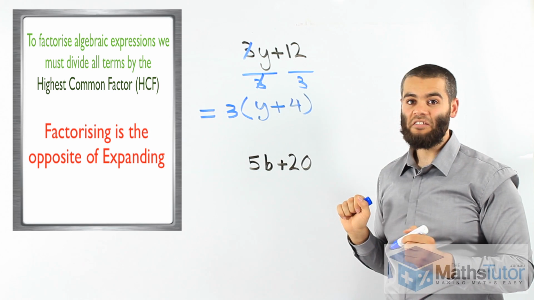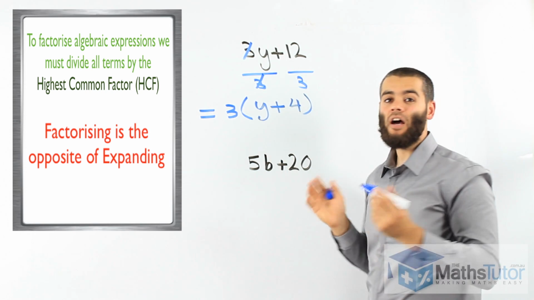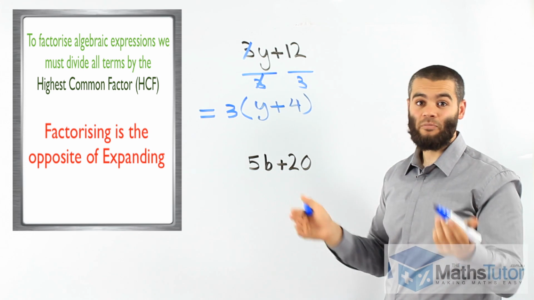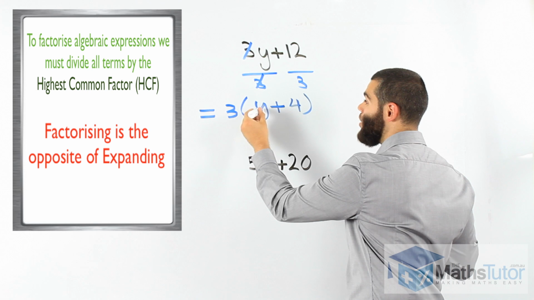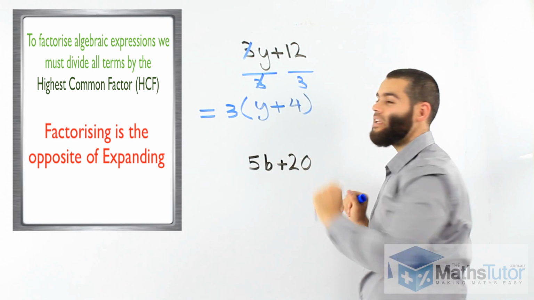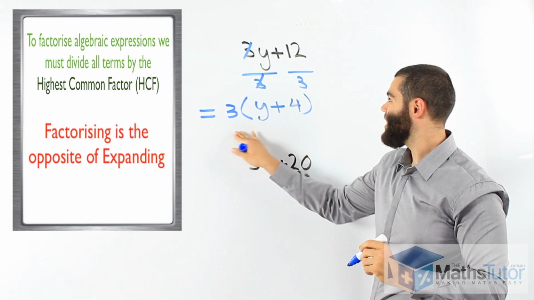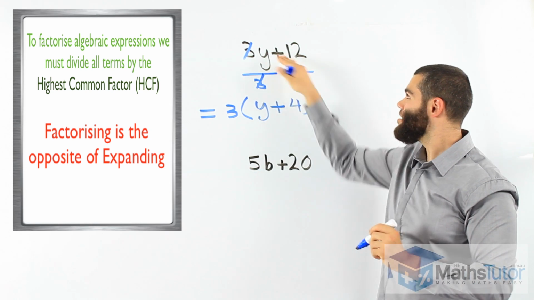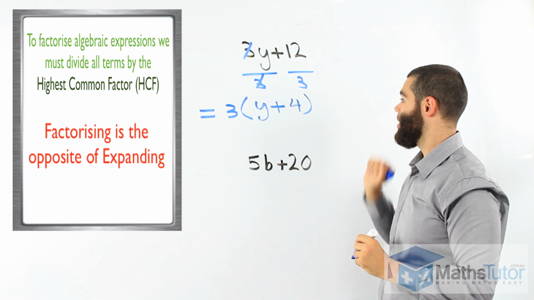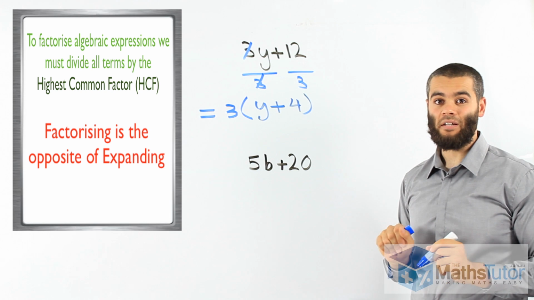So if you want to know, did I factorize correctly? Well, all you need to do is expand again. 3 times y, 3y, 3 times positive 4, positive 12. Yes, we factorized correctly because our answer, once expanded, goes back and it will equal the top as it was there. Let's do this one.